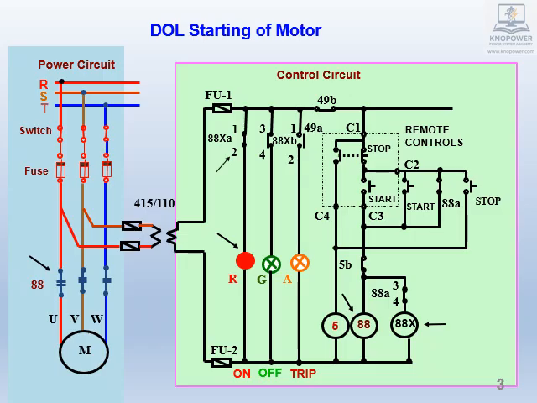Let us now see how to stop a running motor. Press the stop push button shown on right. The current flow is shown. Stop coil 5 is energized after pressing stop push button. NC contact of 5, that is 5B, opens out as 5 is energized. Coil 88 is de-energized. Once coil 88 is de-energized, main power contactor drops off, cutting power supply to motor. The indicating lamp turns green, signifying motor is off.